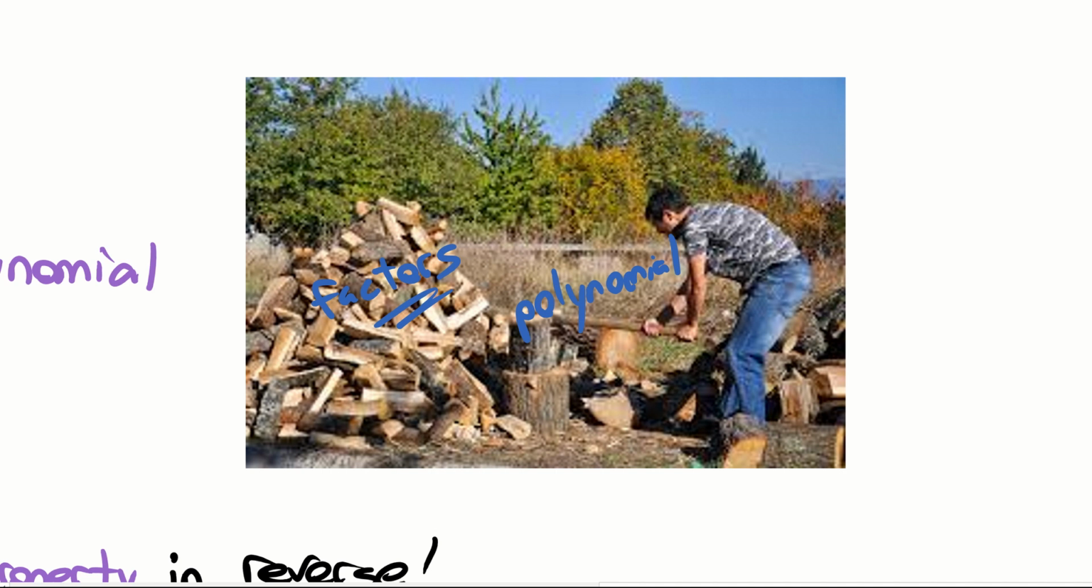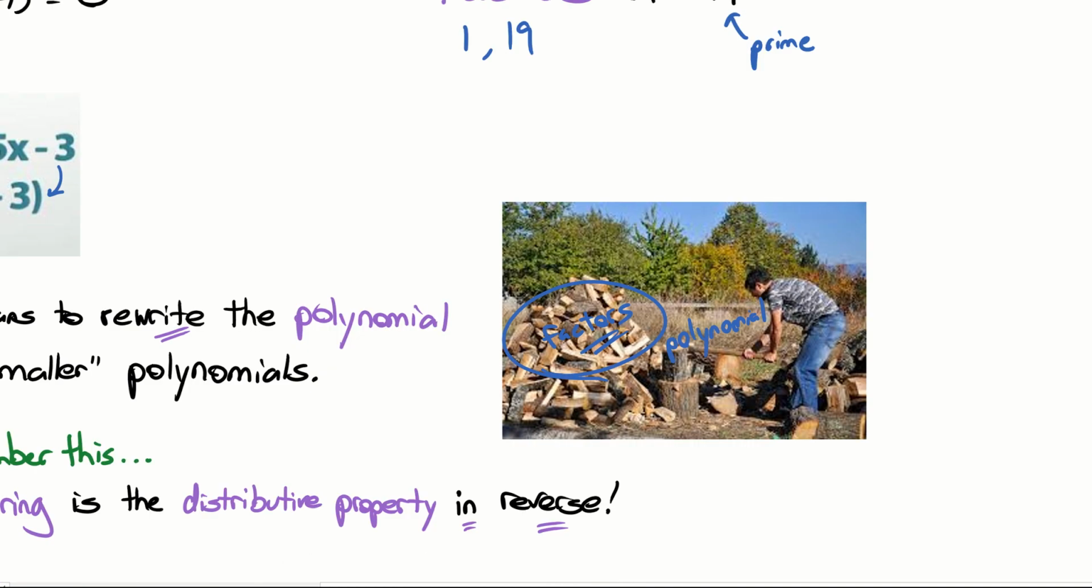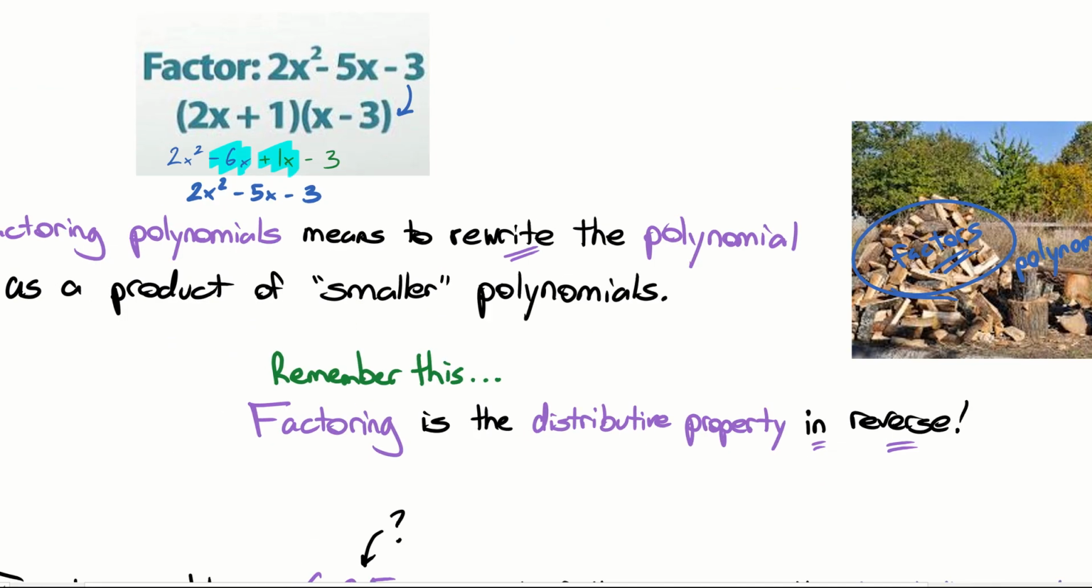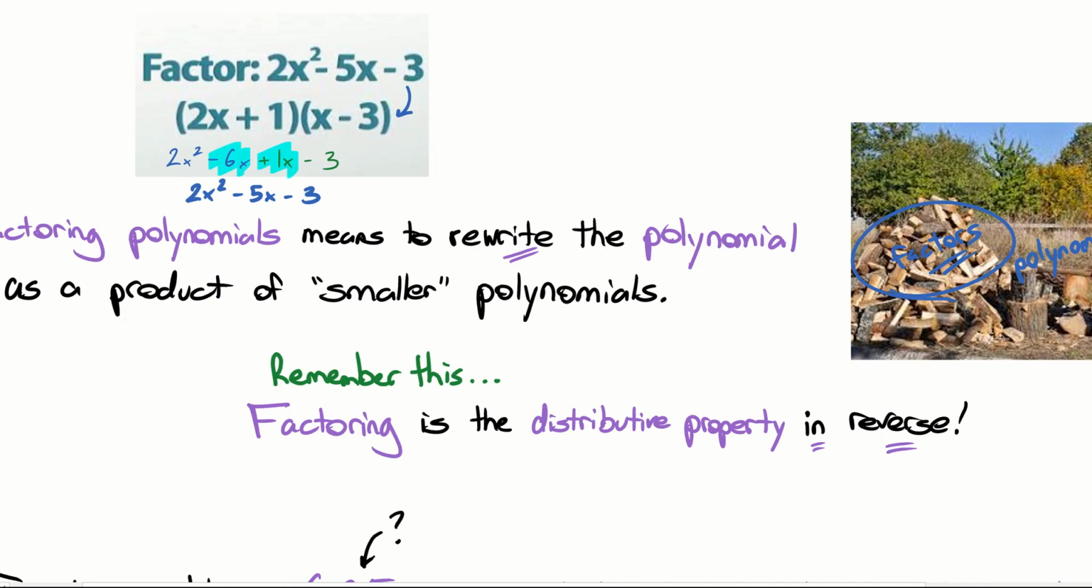So I hope you're seeing the analogy here. The large piece of wood gets chopped up into smaller pieces of wood. The large polynomial gets chopped up into smaller pieces of polynomials. Those smaller pieces of polynomials are called factors, okay? But in the end, they're all polynomials. In the end, they're all wood, no matter what size they happen to be.